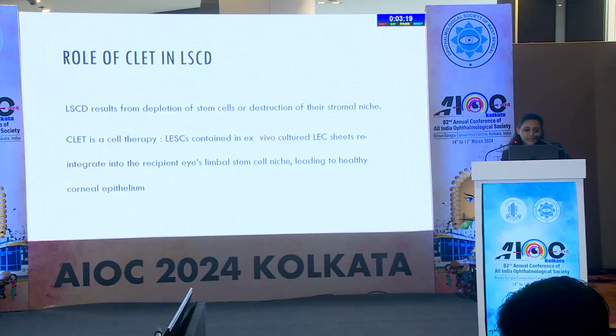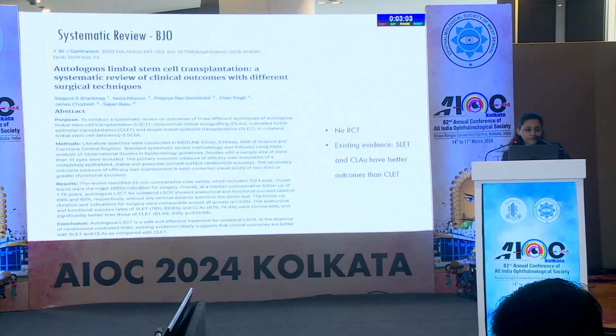Role of SCLET in LSCD is that in LSCD there is a destruction of the stromal niche of cells. So this is a cell therapy where the cultured limbal epithelial stem cell sheets are reintegrated into the recipient eye's limbal stem cell niche. There is no RCT to compare the different surgical techniques.